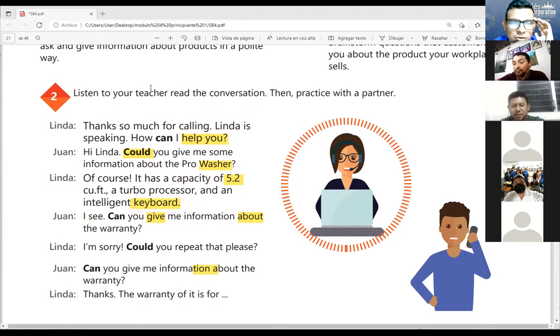How can I help you? Could you give me some information about the pro washer? Ahí tenemos cubic feet. Keyboard. Give about information. Information. All right, good.